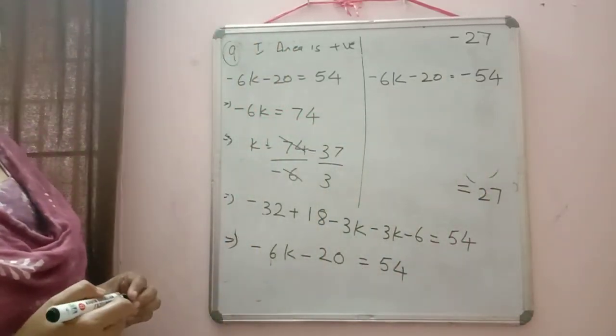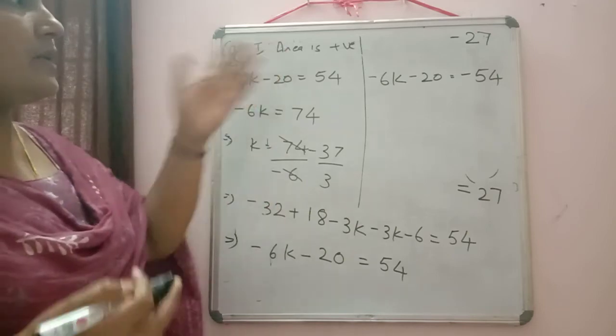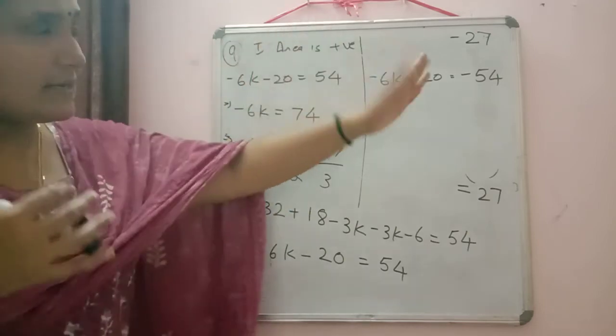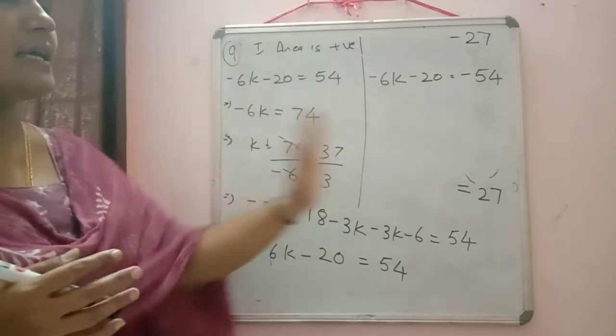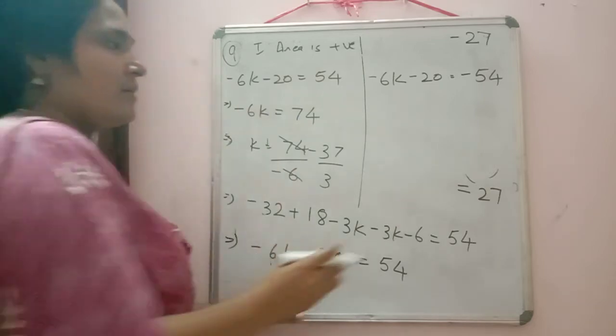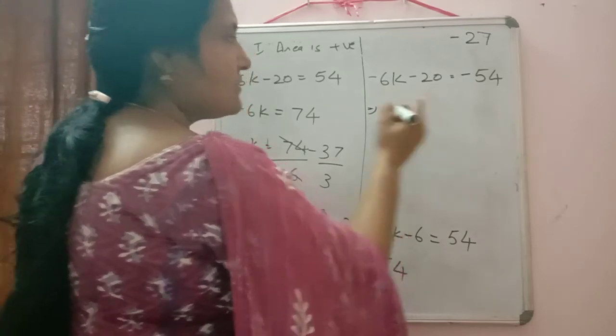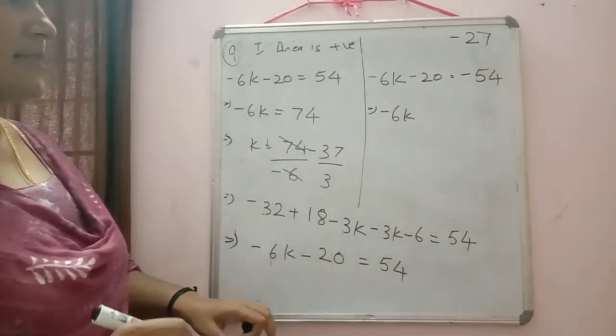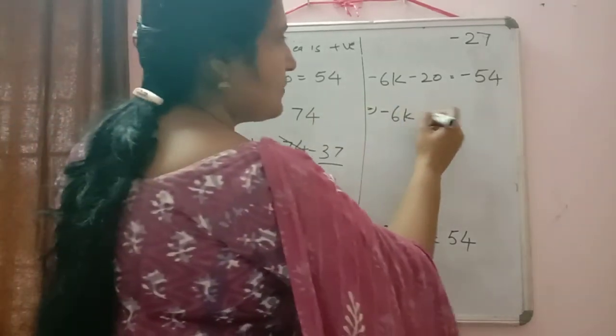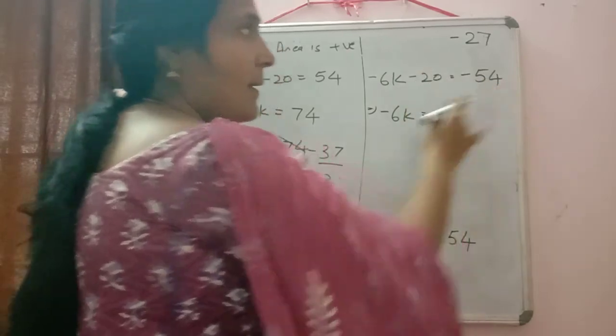Because if the area is given, it doesn't mean that you are getting a positive answer. You can get a negative answer. So we are taking both the conditions now. That's why in some questions, in some textbooks, they use the concept of modulus there. So minus 16 is equal to minus 54 plus 20.